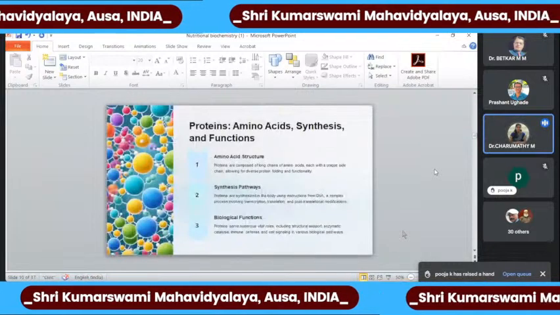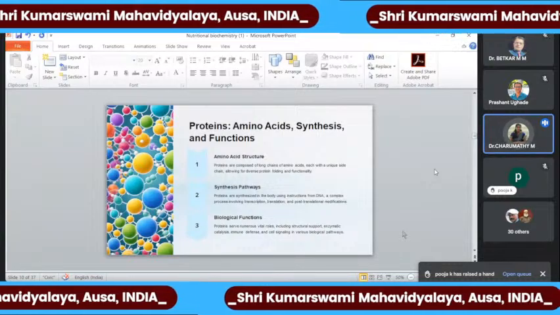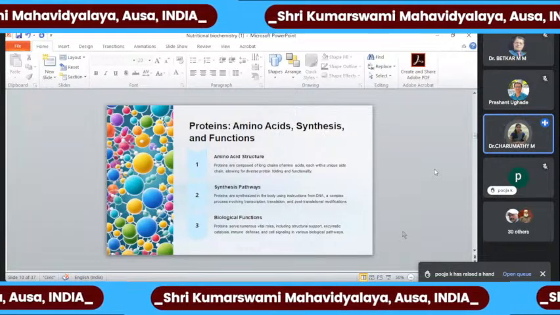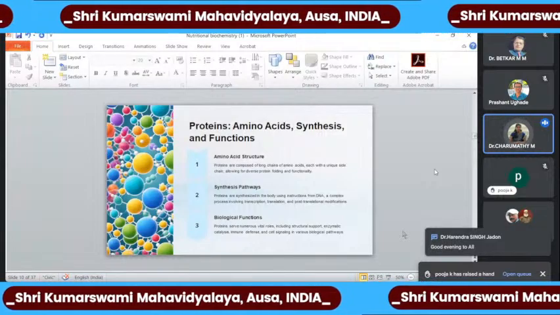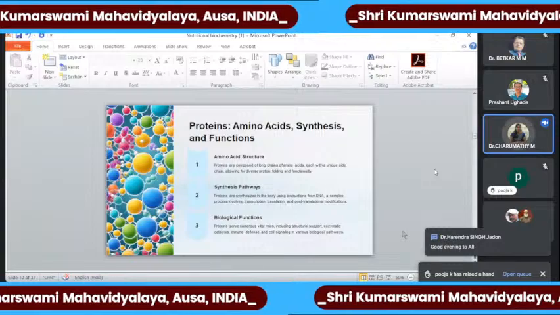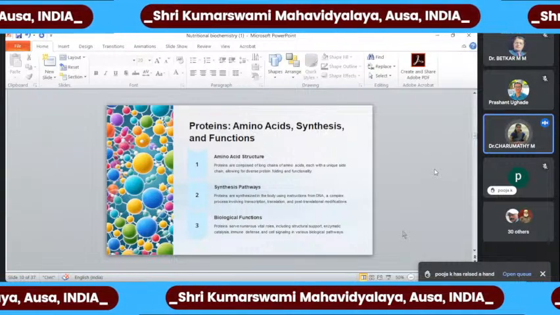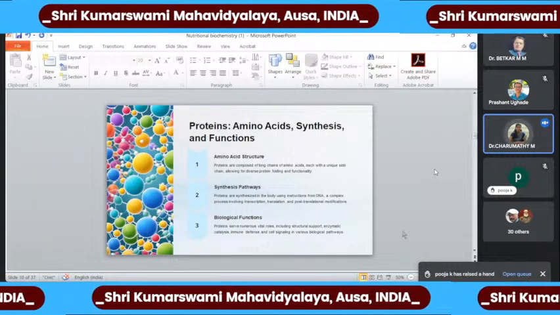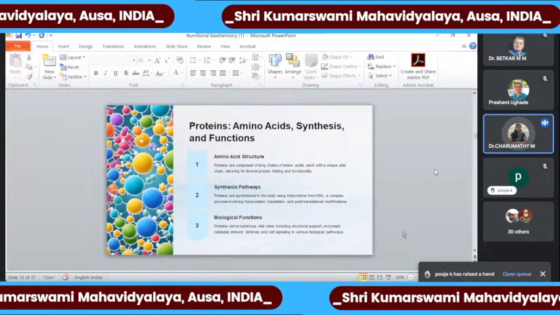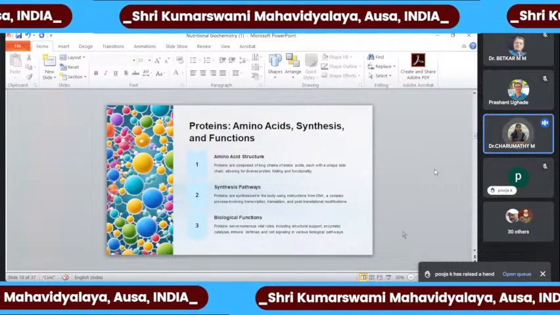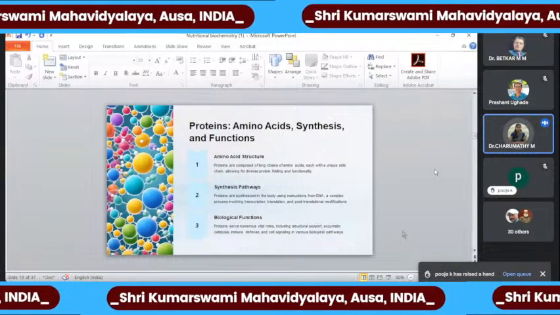The next one is protein, amino acid synthesis and function. In the amino acid structure, I already told you that proteins are composed of long chains of amino acids. Then the synthesis pathway: protein synthesis is a complex process involving transcription, translation, and post-translational modification. Then biological function. Protein serves numerous vital roles, including structural support, enzymatic catalysis, immune defense, and cell signaling in various biological pathways.